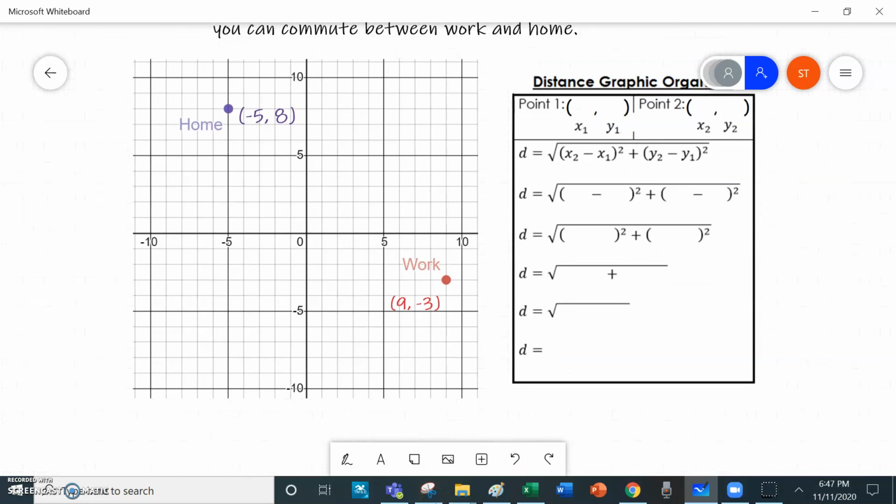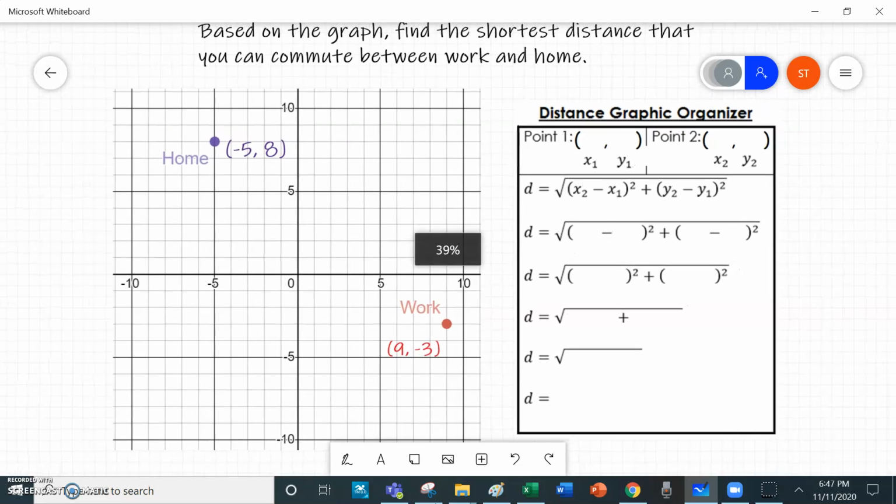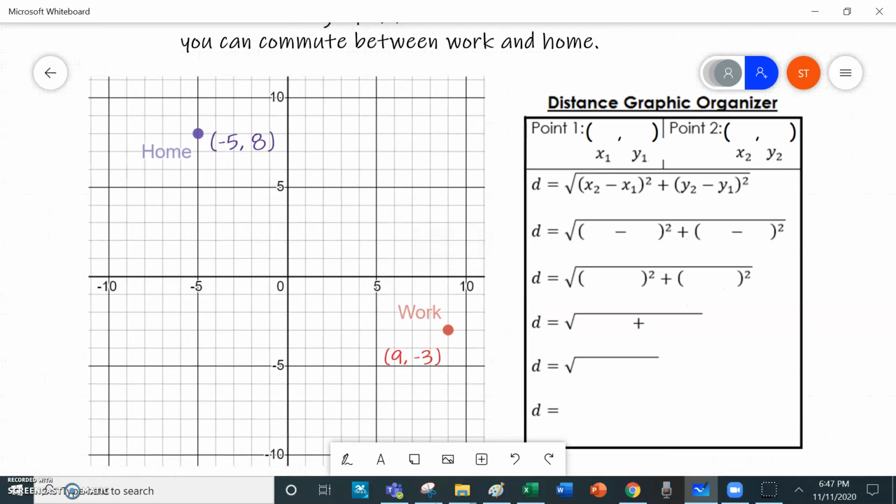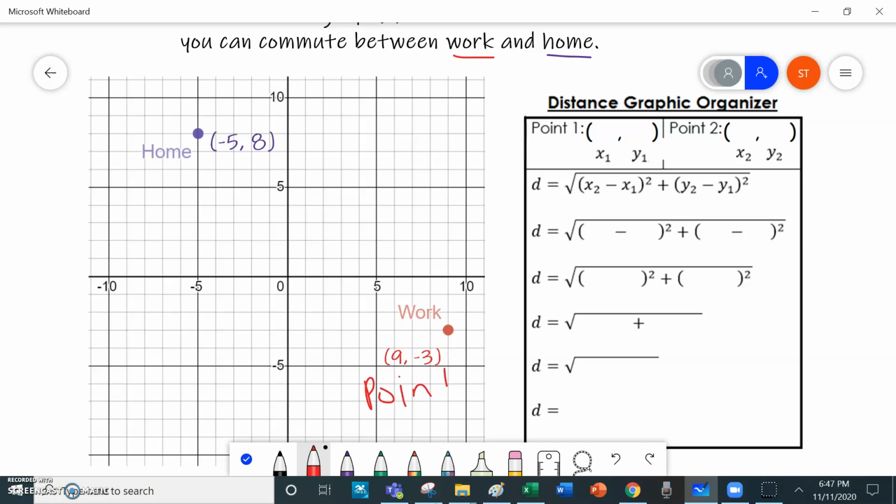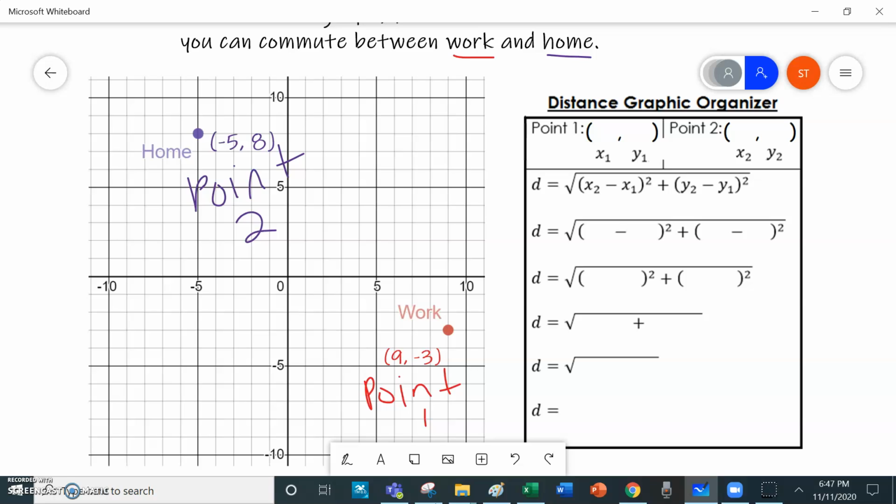I do want to make sure I know ahead of time what's going to be my point 1, what's going to be my point 2, because they've asked for work to home. I'm going to just call work point 1 and home point 2. Although it doesn't matter, I could do it in either order. And I will be fine as long as I put my points in the right place. So point 1 is work, 9, -3. Point 2 is home, -5, 8.